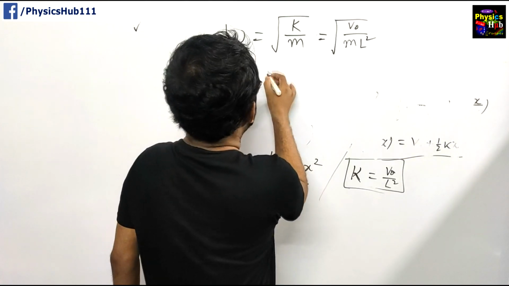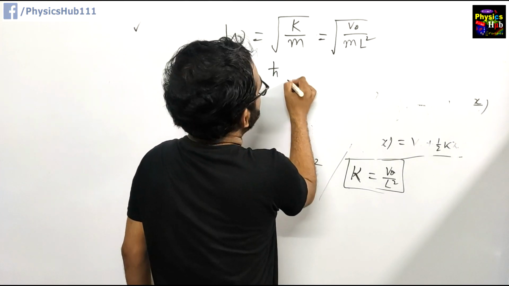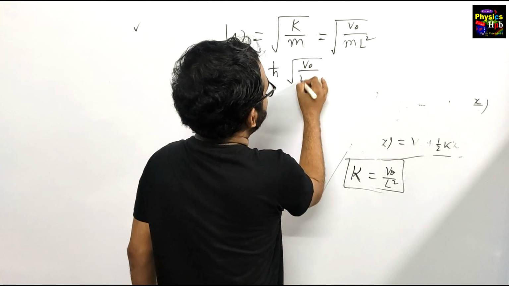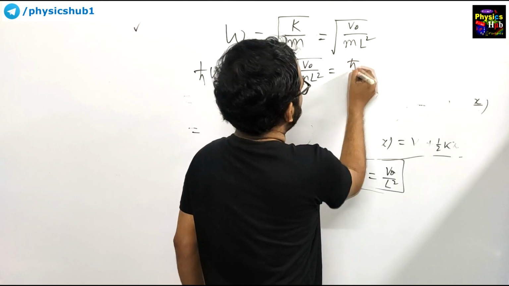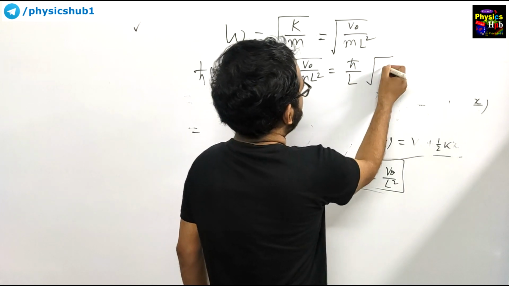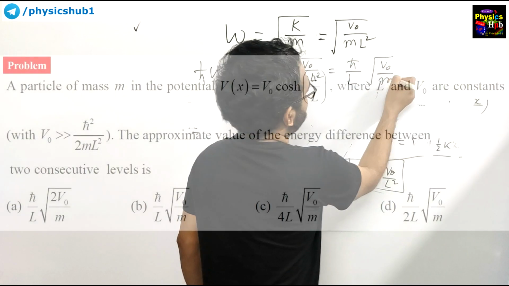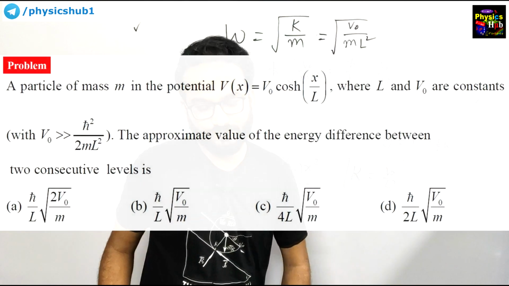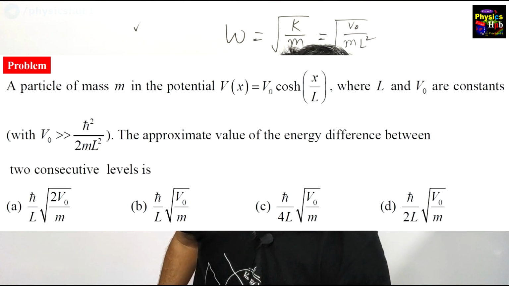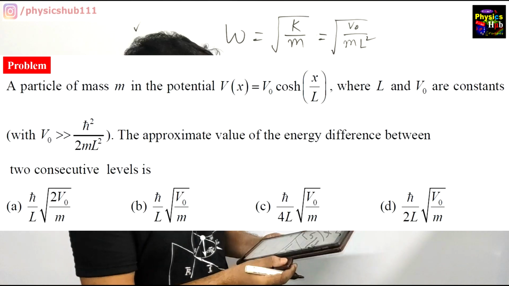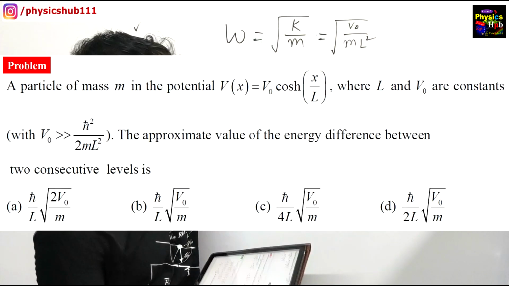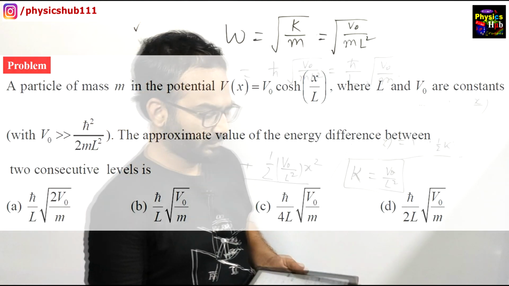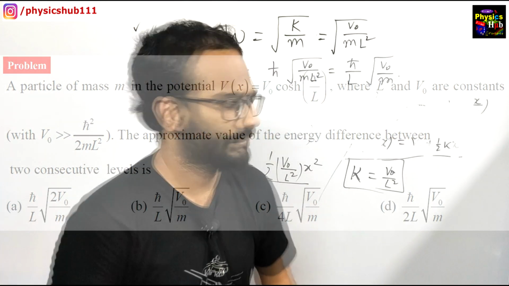If you just put the values, you get h cut into omega, where omega is root over V naught by m L squared. So you can take out h cut and L, so it becomes h cut by L root over V naught by m. Now let us see which option it is matching with. It is correctly matching with option B, h cut by L into root over V naught by m. So the approximate value of the energy difference between two consecutive levels is h cut by L root over V naught by m, matching option B.